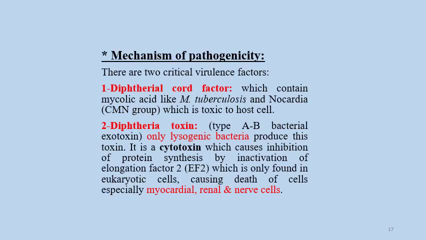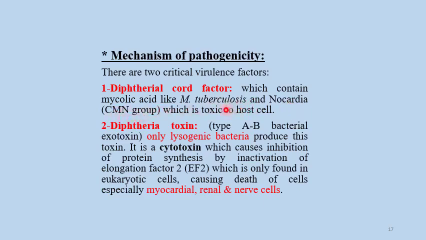Mechanism of pathogenicity. We want to know the virulence factors of this organism. There are 2 critical virulence factors. Number 1 is diphtherial cord factor. This contains mycolic acid, and it is similar to 2 other organisms: Mycobacterium tuberculosis, which is famous for containing mycolic acid, and Nocardia. Both, God willing, we will take together. We're going to deal with both microorganisms in our lectures.